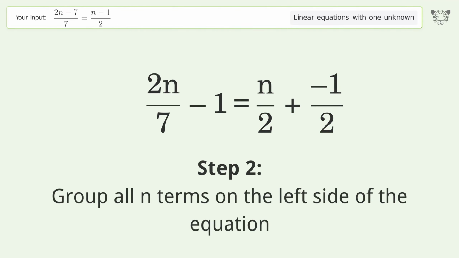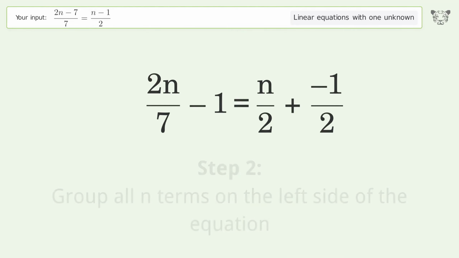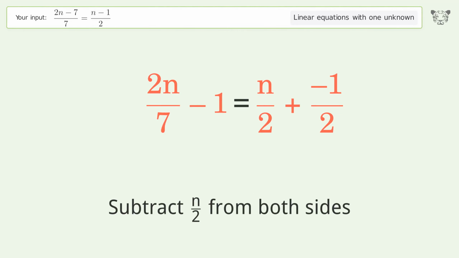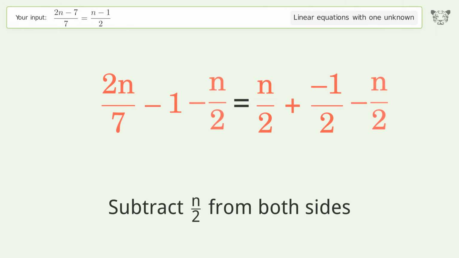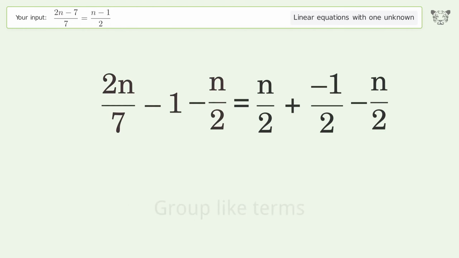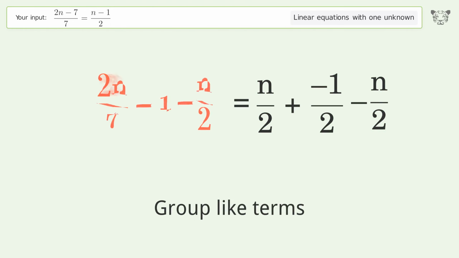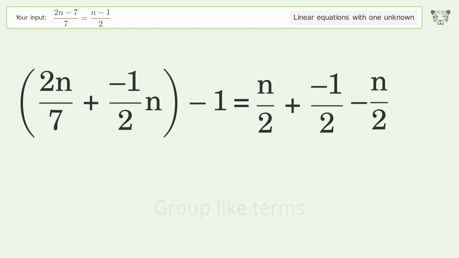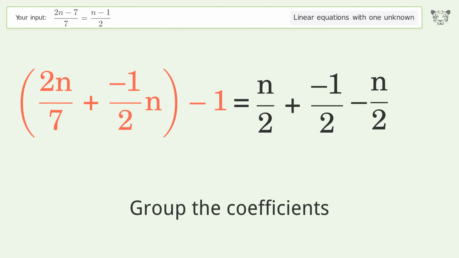Group all n terms on the left side of the equation. Subtract n/2 from both sides. Group like terms. Group the coefficients.